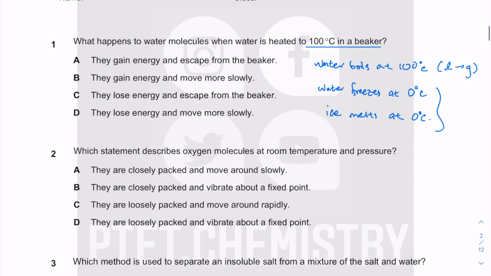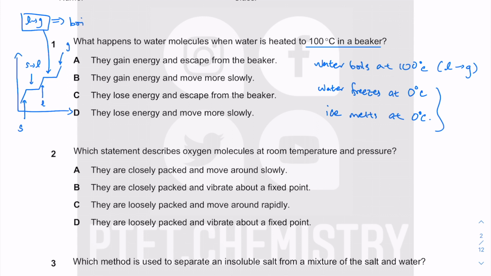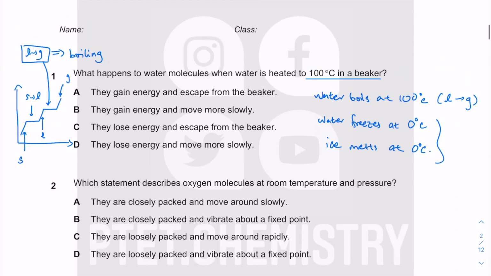So what happens when you heat it up to 100 degrees Celsius? I'm going to sketch very quickly. So here you have solid, here you have solid to liquid, here you have liquid, and here you have liquid going to gas, and here you're already a gas. We are focusing on here. This is boiling, and when you have boiling, it takes place where the temperature is constant. The temperature is constant because this is change of state.